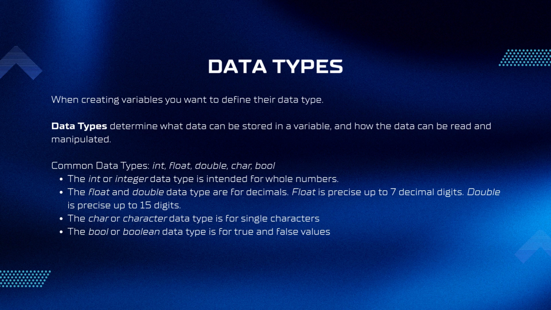The int or integer data type is intended for whole numbers. The float and double data types are for decimals. Float is precise up to 7 decimal digits. Double is precise up to 15 digits. The char or character data type is for single characters. The bool or Boolean data type is for true and false values.